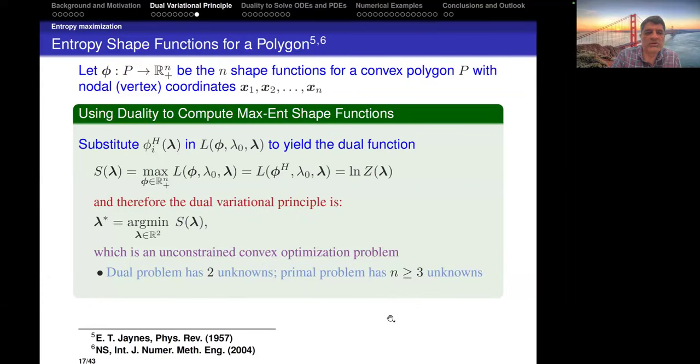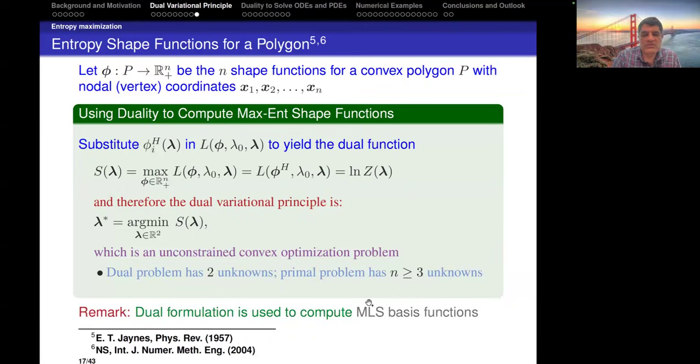So that's the basic starting point. This shows you that there are connections to other methods where people use the dual approach. If you are familiar with mesh-free methods and moving least squares, which have been very popular, the actual implementation is done with a dual formulation, not the primal formulation. They didn't realize that there is a primal formulation where you can see the constraints being satisfied. The dual formulation they use to compute these functions does satisfy the same constraints I showed you before. So that's the starting point.